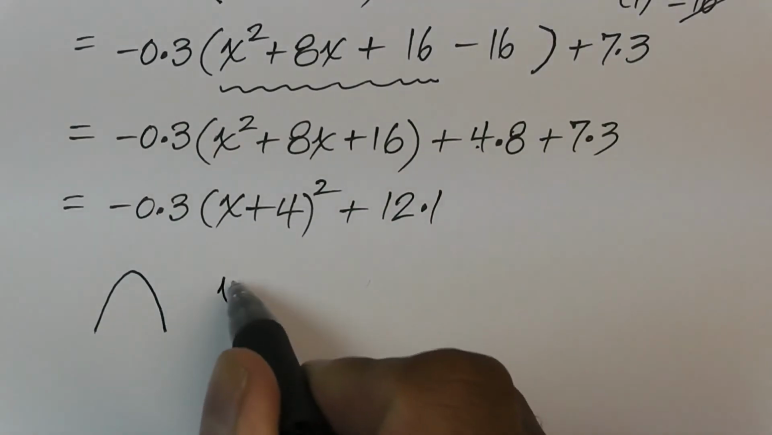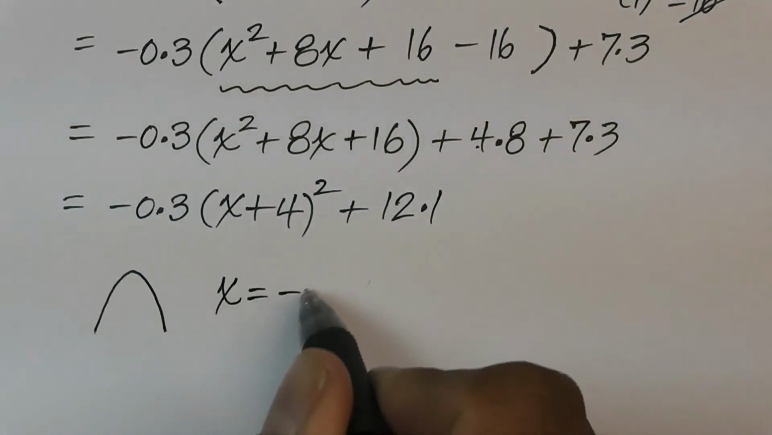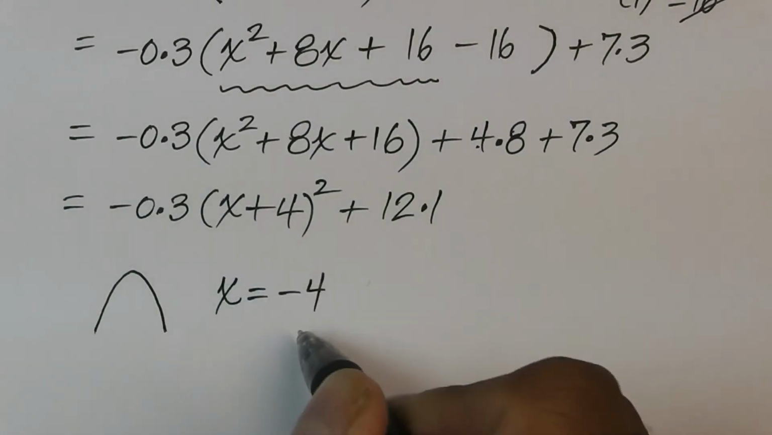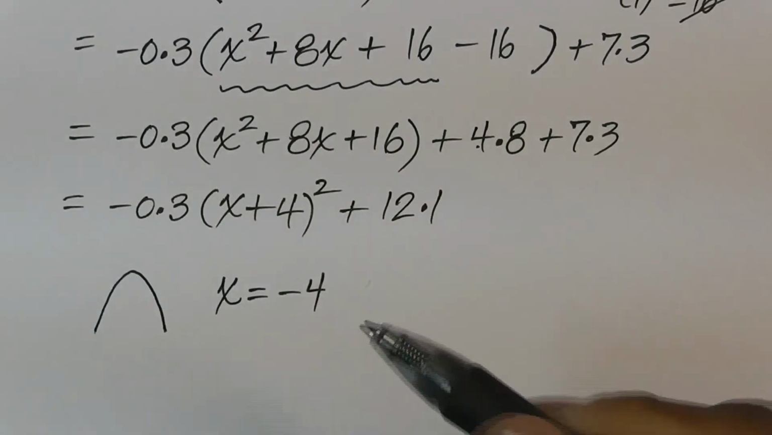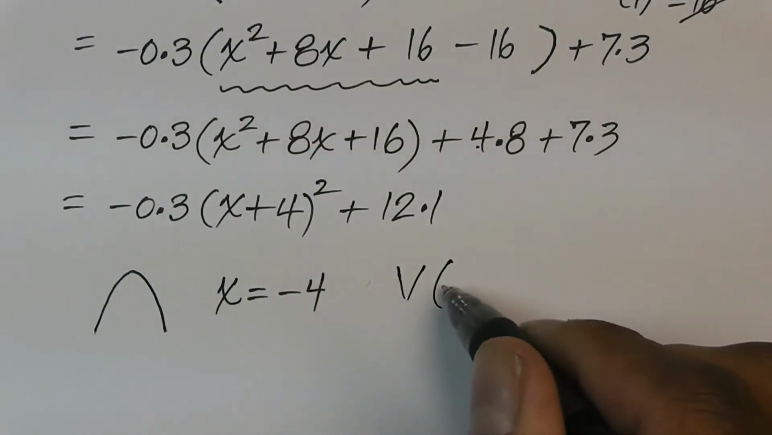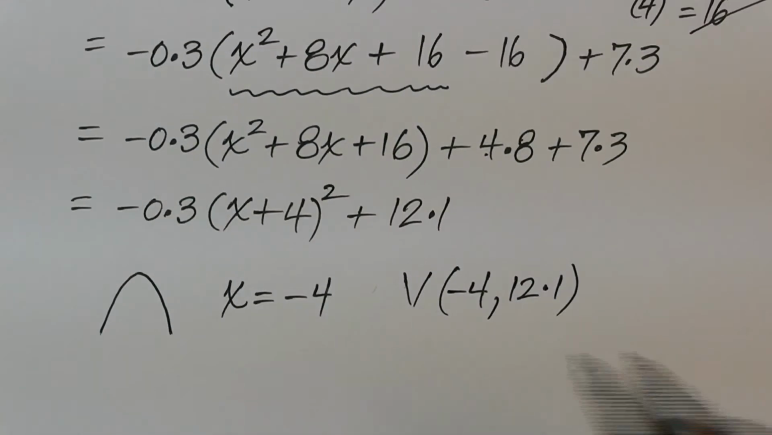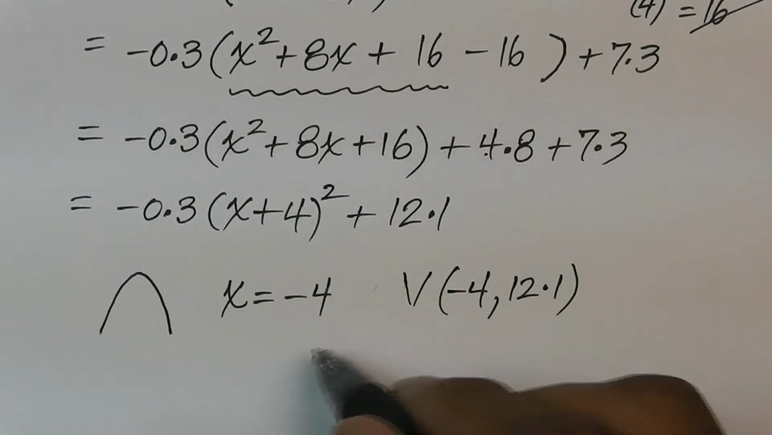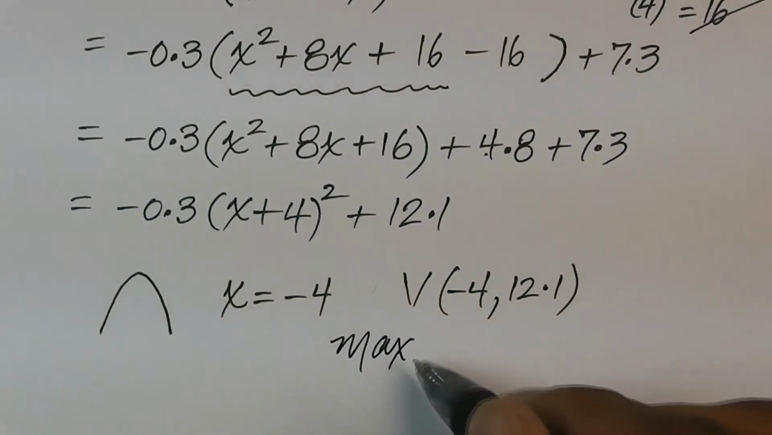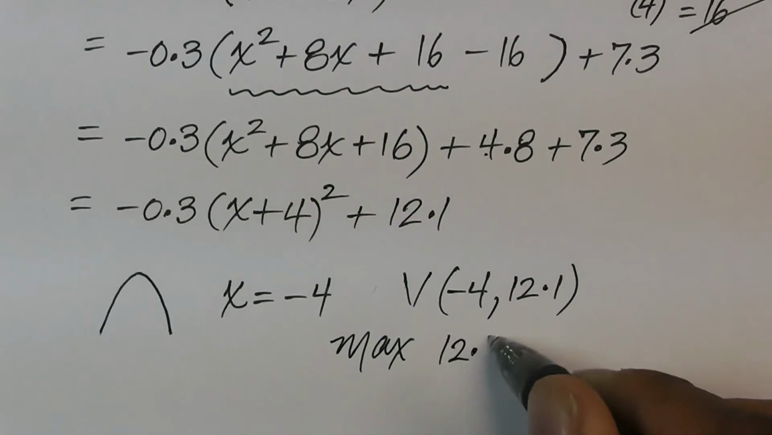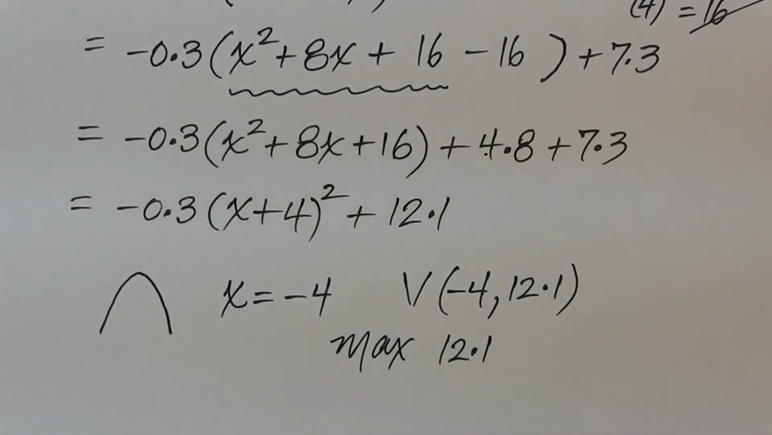The equation for my axis of symmetry is x equals negative 4. Pay attention to how that sign changes only for the axis of symmetry. My vertex is negative 4, 12.1. And because I'm opening down, I have a max. And that max value is 12.1. Just make a note of that. This is my vertex. It's also a maximum point. The maximum value is 12.1.